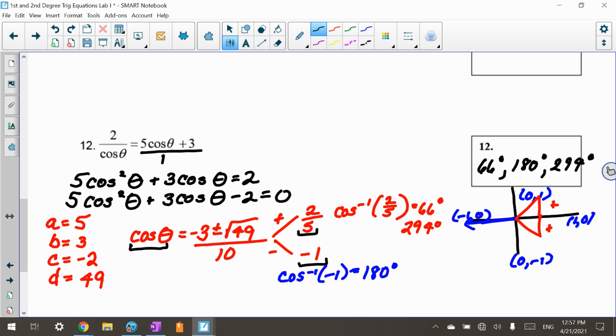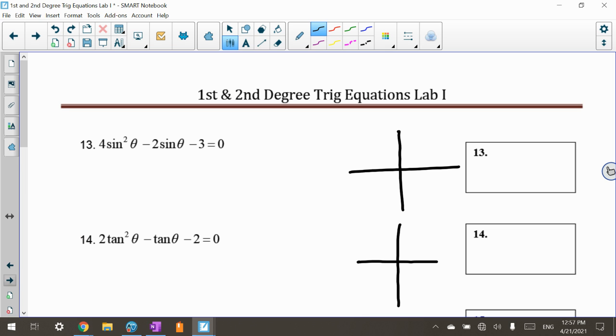Okay, so let's do a couple more. I'm trying to do 3 per video, so let's see how this works. So here's 13. See how I have it all set up already, 13 and 14. I have 4 sine squared theta minus 2 sine theta minus 3 equals 0. So I'm going to set up my a, b, c to do the quadratic formula. So a is 4, b is negative 2, c is negative 3, and I can do that immediately because it's already equal to 0. When I do b squared minus 4ac, I get 52.